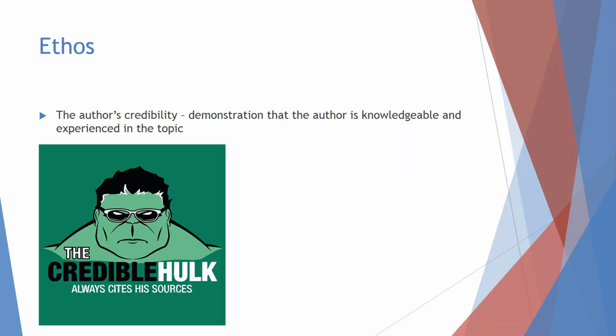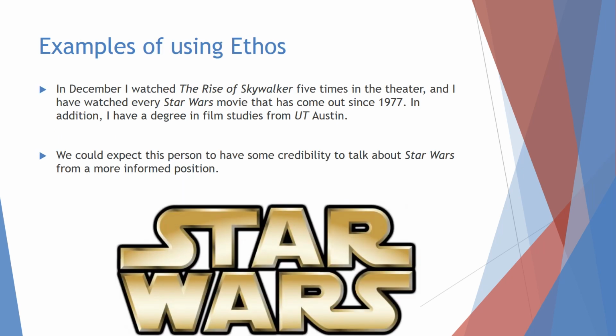Ethos. Ethos is the author's credibility. It's a demonstration that the author is knowledgeable and experienced in the topic, so we can trust them as an authority on the topic. Here are examples of using ethos.